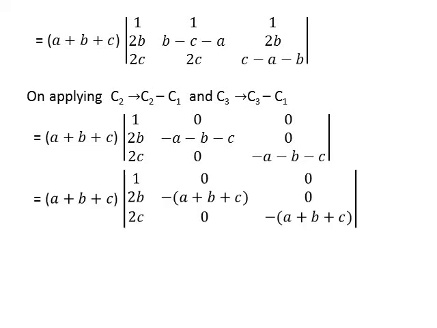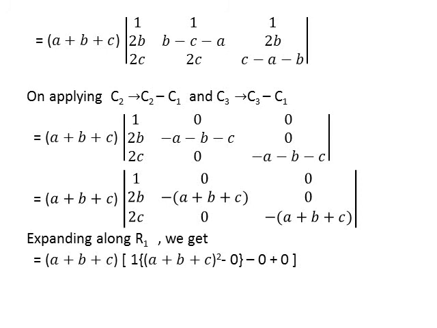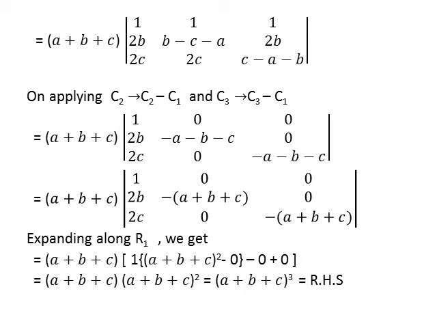In next step, we have written minus a minus b minus c as minus of a plus b plus c. After this, we have two options. Either we take a plus b plus c as common from C2 and C3 respectively and then expand it to find determinant, or we expand it along R1 directly as I have done. After expanding it along R1 and simplifying the terms, we get determinant equals to a plus b plus c whole cube.